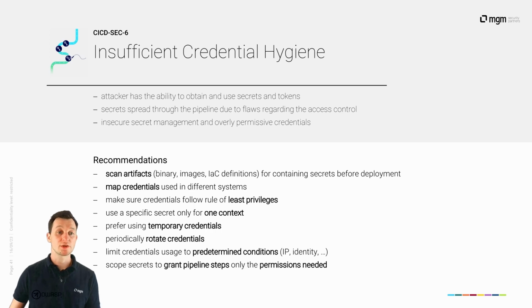So this risk is called insufficient credential hygiene. The basic idea behind it is that an attacker has the ability to obtain and use secrets and tokens, as we have seen that there are tokens in the history, for example. And what are the recommendations? What can we do against it?